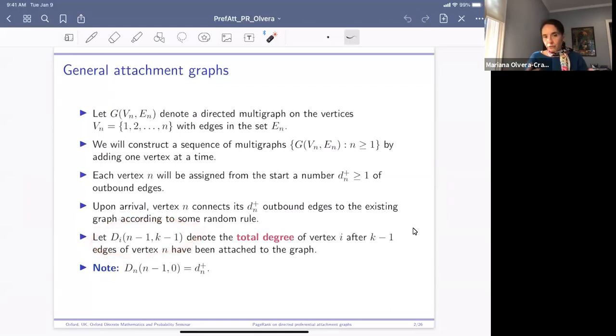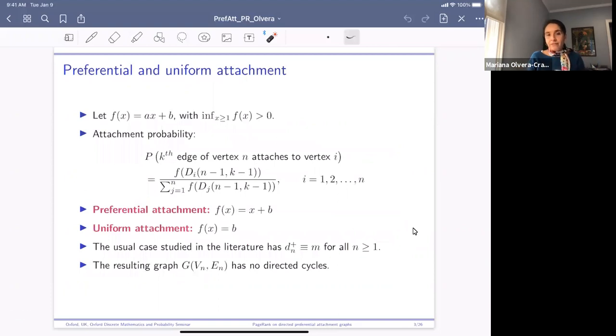And in order to define this attachment function, we define the total degree of the vertices that are there. So this is the total degree of vertex i at the time that the nth vertex comes in. So n minus 1 vertices have already fully attached, and I'm attaching the kth of the outbound edges of the new incoming vertex n, and I'm going to decide who to attach it to. The probability that I'm going to attach to a vertex is going to be a function of the degree of each vertex i at that time. At the beginning, because everybody gets assigned their out degree as they come in, when a new vertex comes in and I haven't attached any of their edges, they start with an initial total degree of dn plus, right? So this is the standard setup for any kind of general attachment graph.